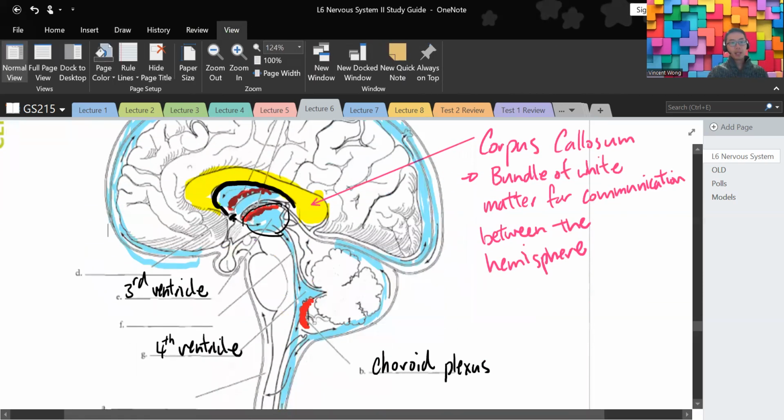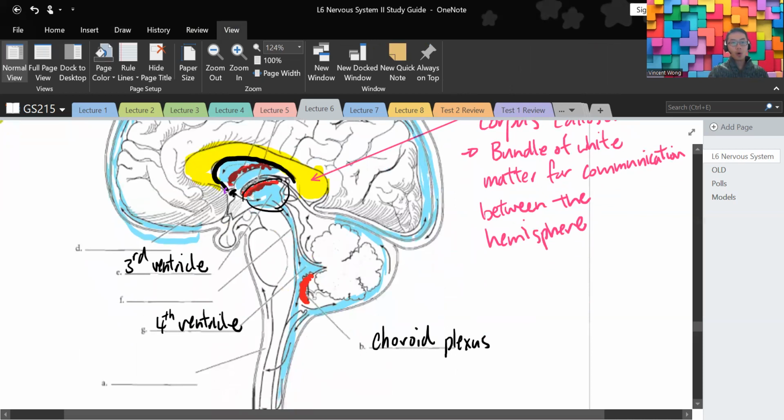Okay. So there was a hole here, right? That I said, from the lateral ventricle, the CSF is going to flow through this hole into the third. That hole is called the interventricular foramen. A foramen is a hole. There are big ones and small ones. This one is pretty small, and it's connecting two ventricles together. So, interventricular foramen.